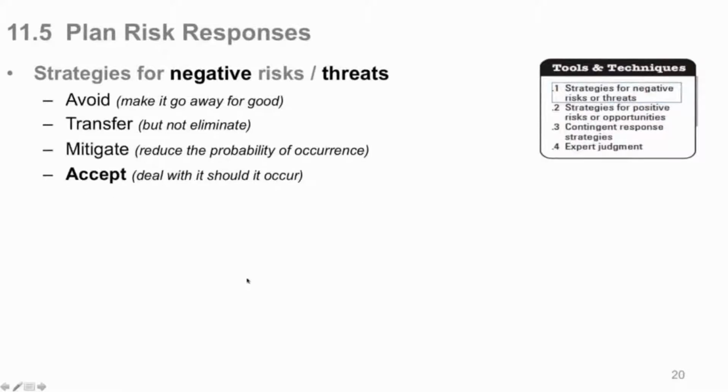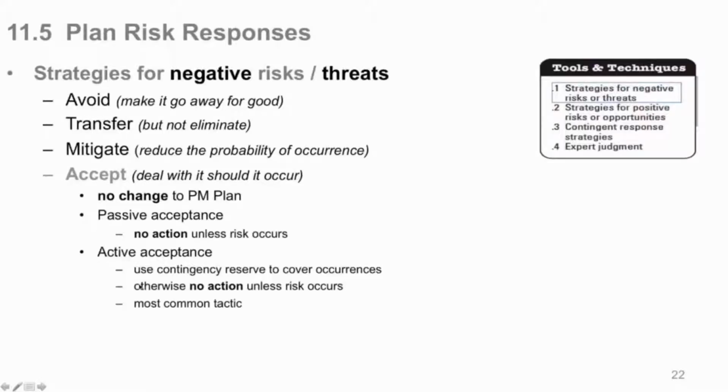Finally, accept, deal with it. No change in the project management plan. You say, if it occurs, it occurs. You can have passive acceptance and active acceptance. No action with passive. With active acceptance, you have your contingency reserve to deal with it. Otherwise, you don't do anything until it actually happens, and this is the most common tactic. We're going to review this right here in a few minutes, and then we're going to look at the other strategies.